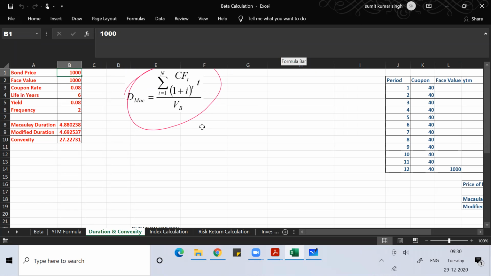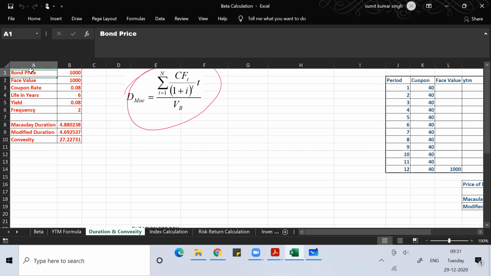This is basically the formula for the duration. And just to give you an overview of what duration is all about, imagine there's a bond having a price of 1,000 rupees, the face value of the bond is 1,000 rupees, and the coupon rate is, suppose, 8%. The life of the bond is, suppose, 6 years, the bond gives you coupon semi-annually, and the YTM of the bond is 8%.